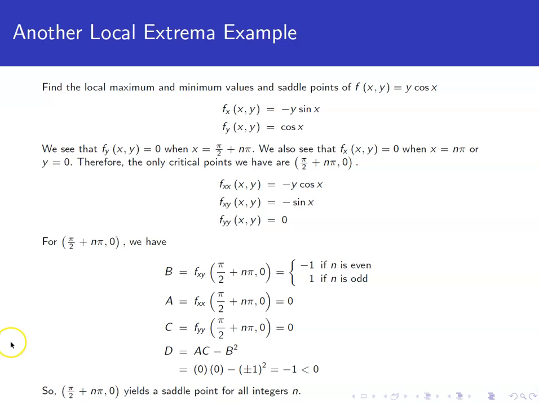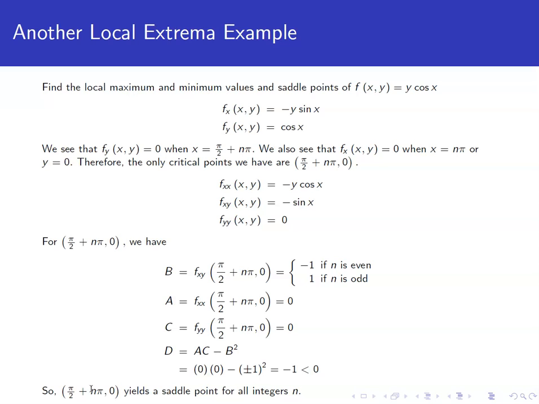In this video, we're going to do another example of finding local extrema of a function of two variables. We're given the function f of x, y equals y cosine x. We're asked to find the local extrema and/or saddle points of this function. So we'll take our partials with respect to x and with respect to y.